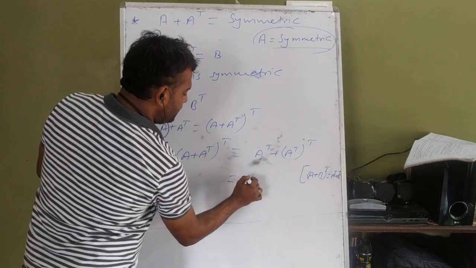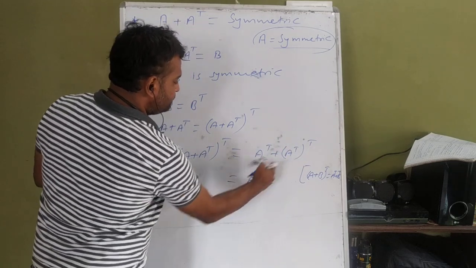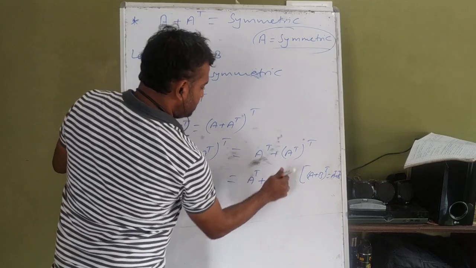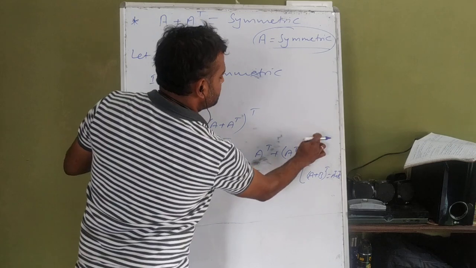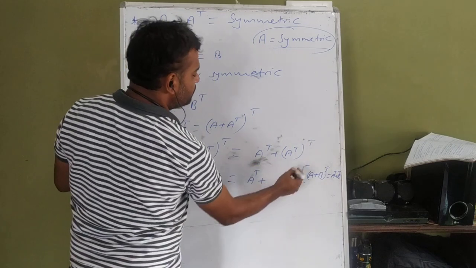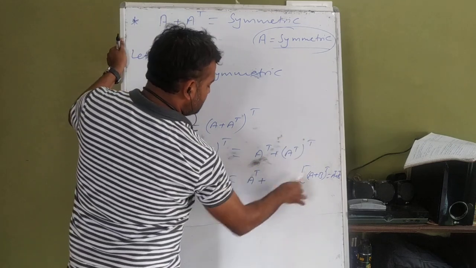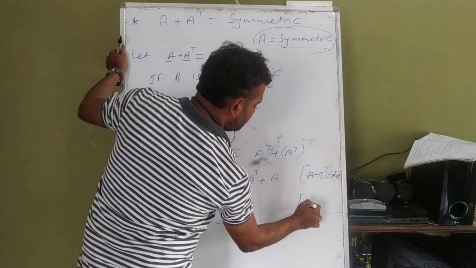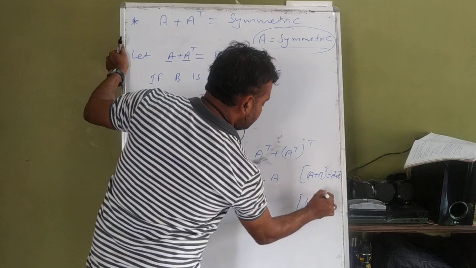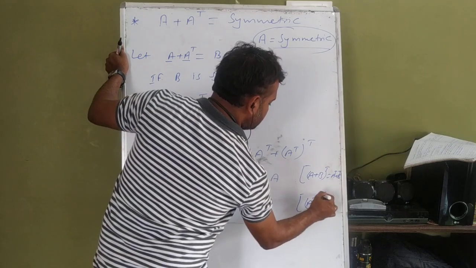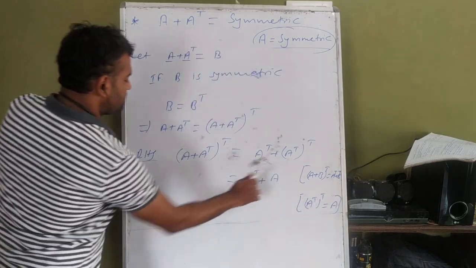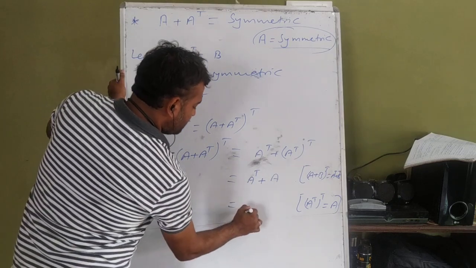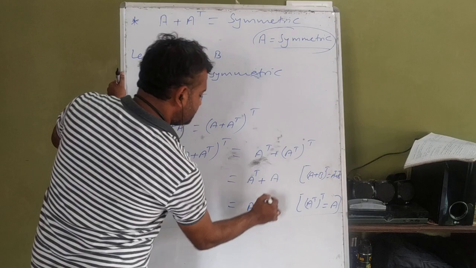Now it can also be written as A plus A transpose whole transpose. What is the meaning of A transpose whole transpose? Again the first property: if you transpose the matrix two times, then we will get the same matrix. And this is the same matrix. Can we say A transpose plus A? Can it be written A plus A transpose?